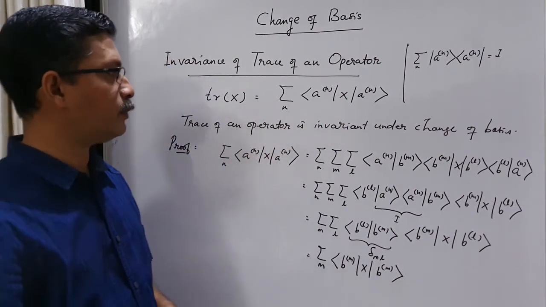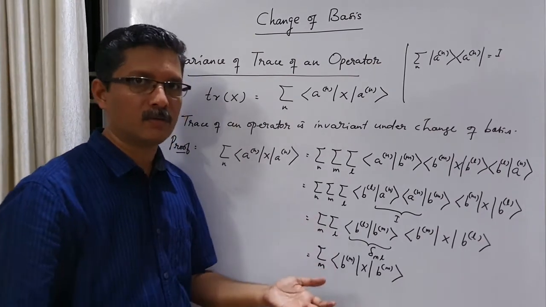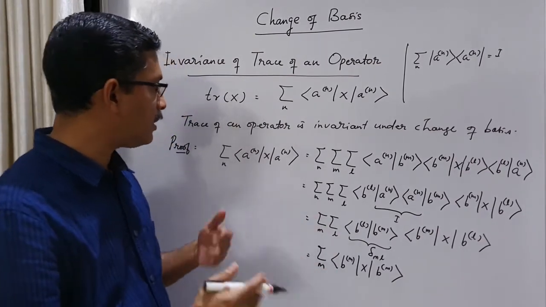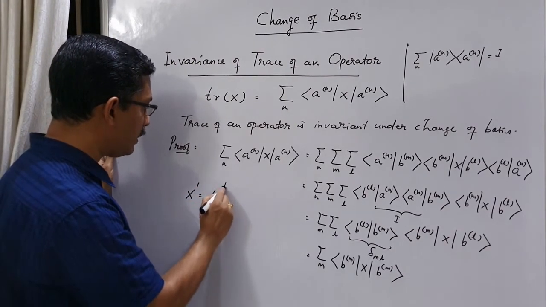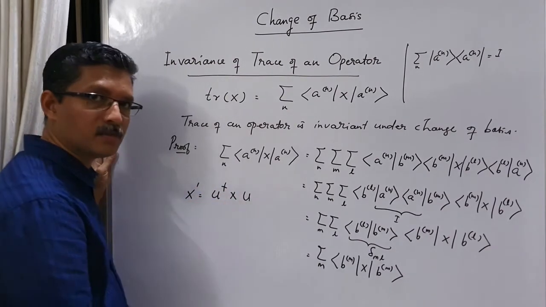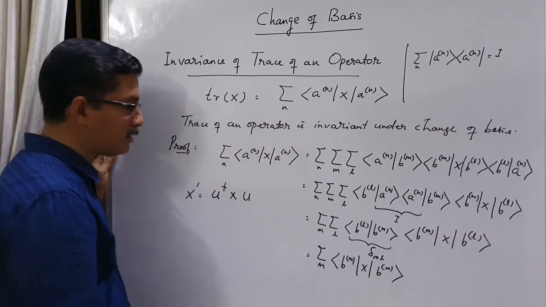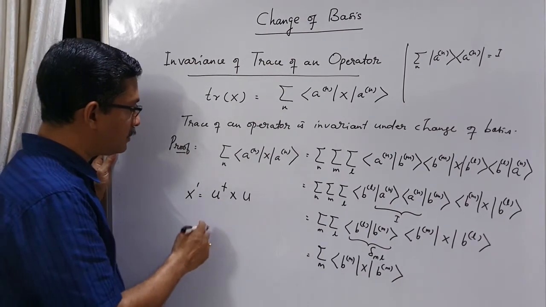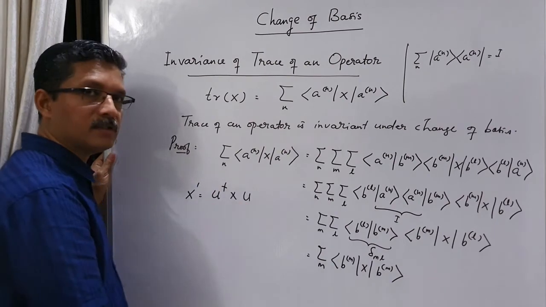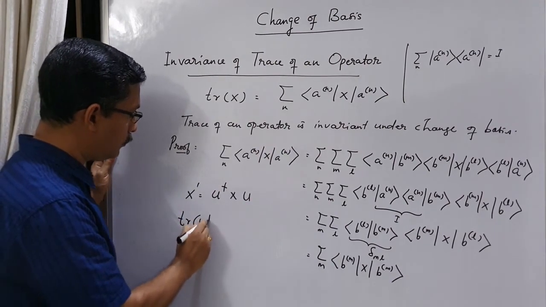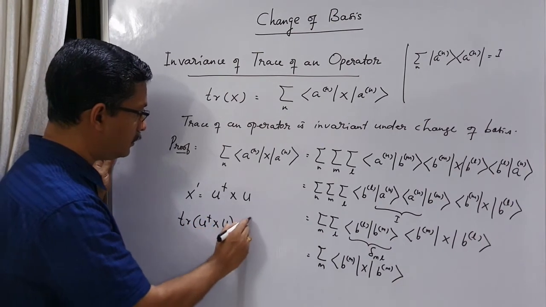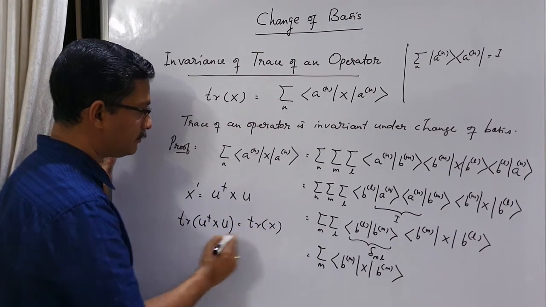So this is one way to prove it, and this can be proved in another way also. We know that under change of basis, an operator changes like this: x prime is equal to u dagger x u. This is a similarity transformation or a unitary transformation, and you can show that the trace is invariant under unitary transformation. That means you can show that the trace of u dagger x u is the same as the trace of x.